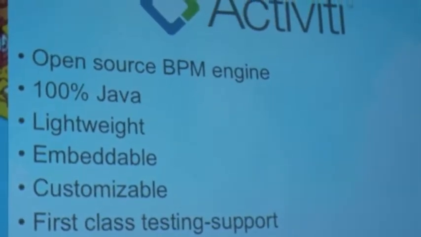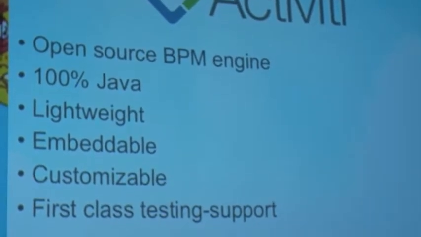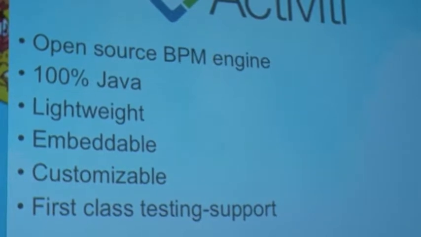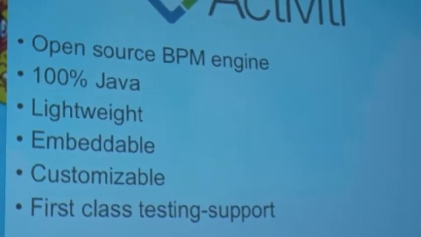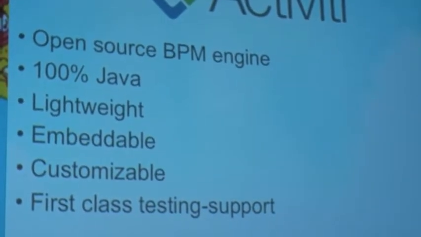It's an open source BPM engine. It's Apache licensed, so you can do whatever you want with it. It's written in pure Java. We try to make it very lightweight, allowing it to be embedded in your own application. The best example of this is the Alfresco repository, which uses Activiti under the hood to drive the workflows on documents. It's also customizable, so we provide a lot of hook points for you to get your custom code in or to really control what the engine is doing.